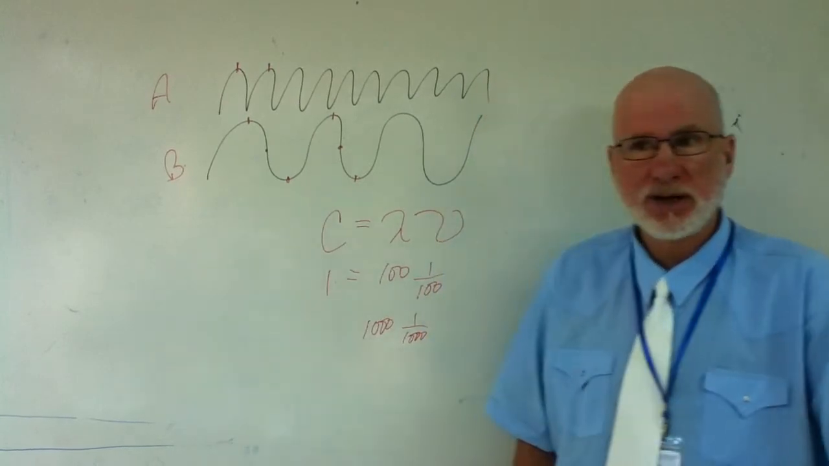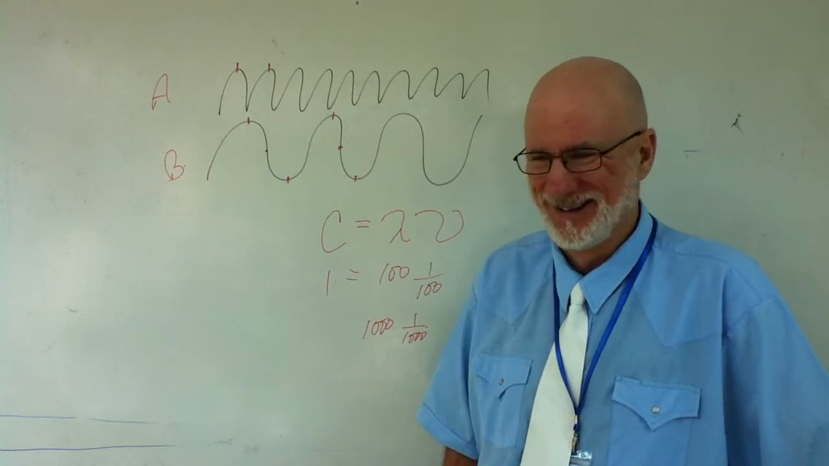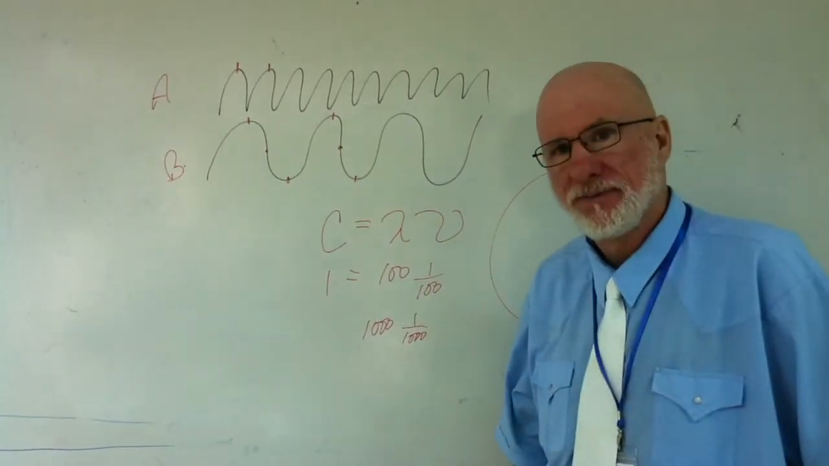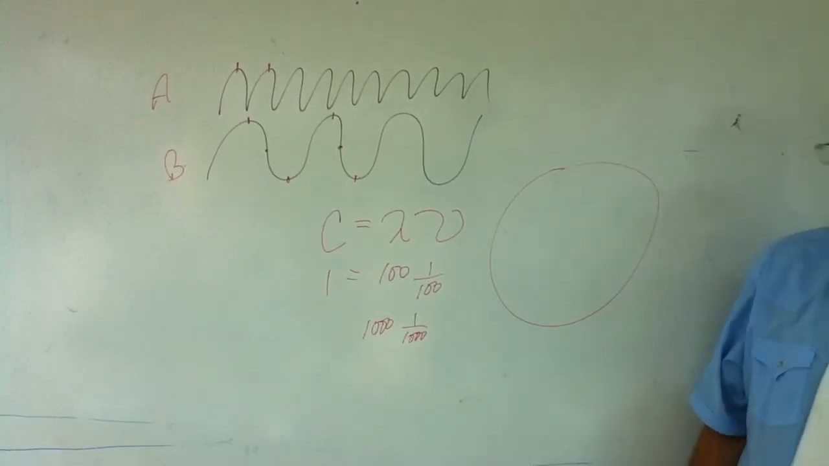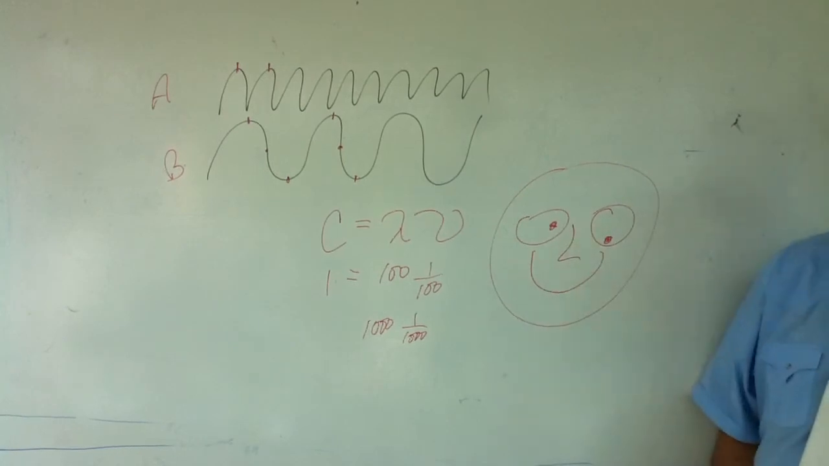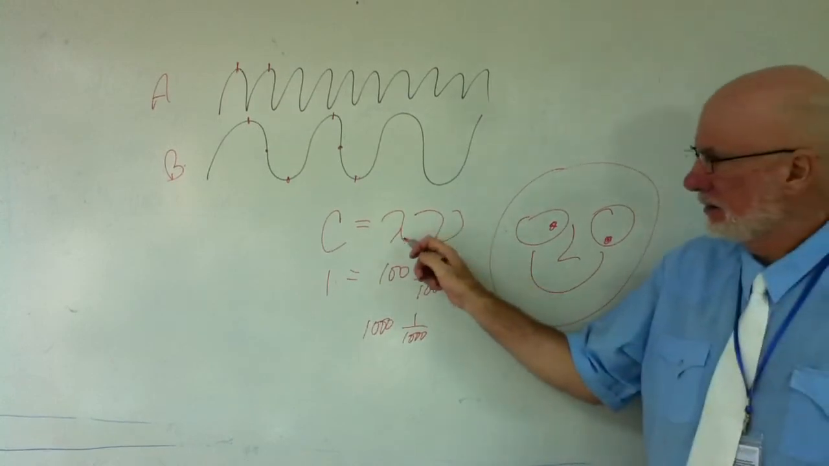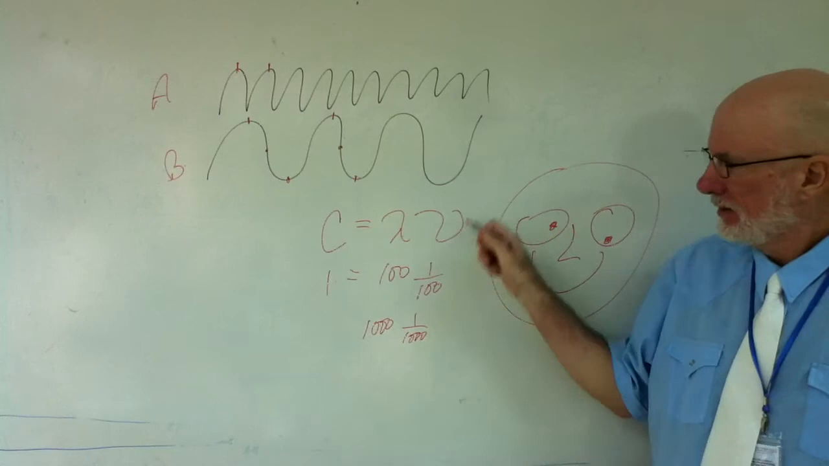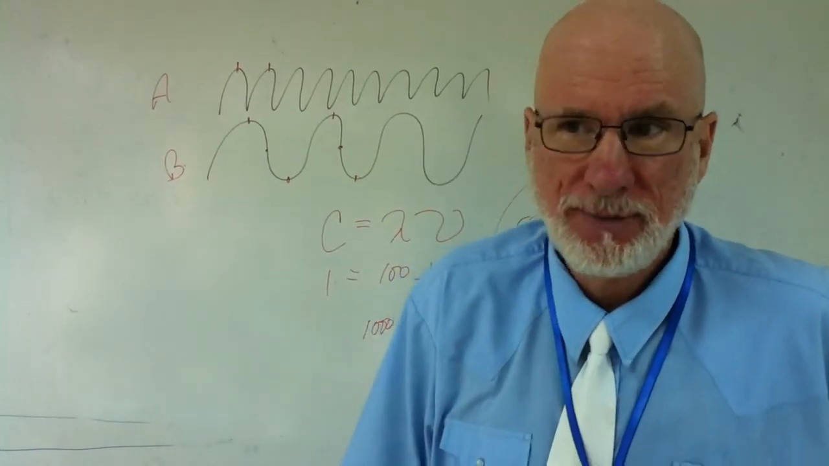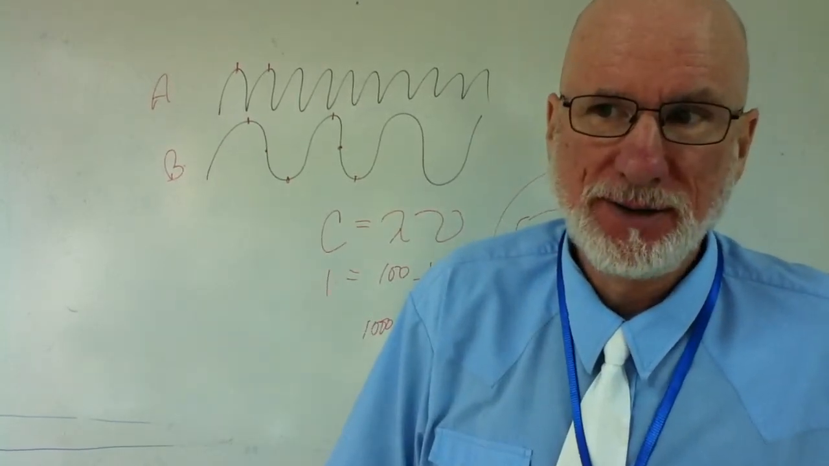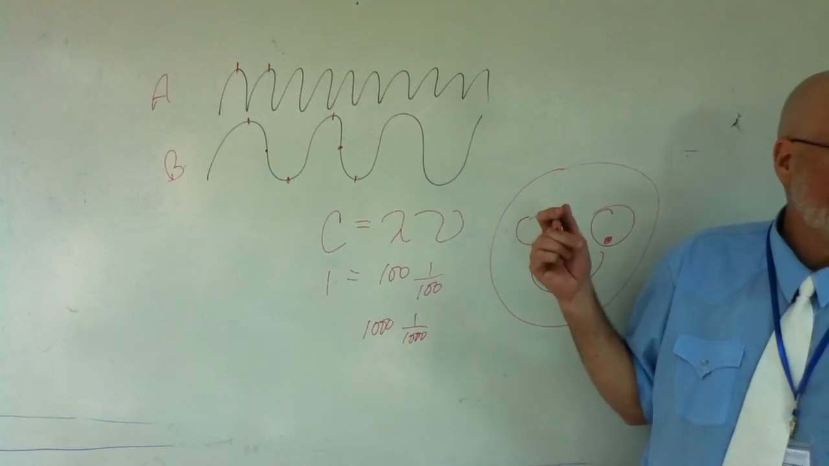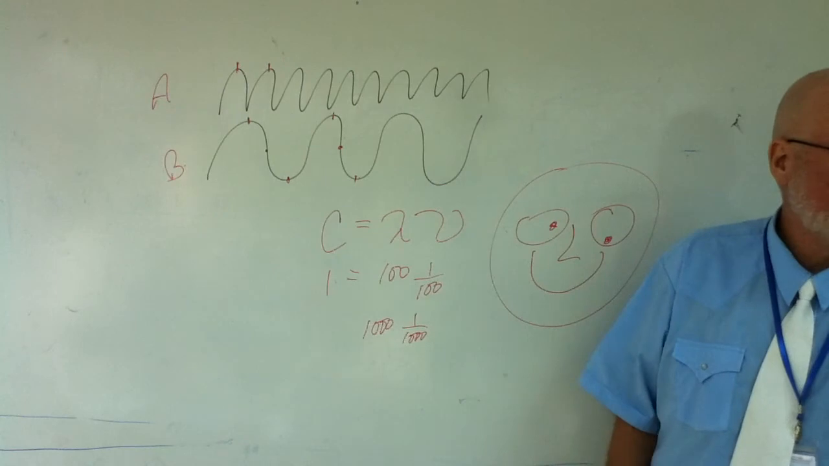1 over infinity. What's that called? Is that really 0? Right? 0. So as lambda approaches infinity, nu approaches 0. Does that make sense? Am I being clear? All right, good. So, believe it or not, that's it. Got to practice some problems, but that's it. There's nothing else.